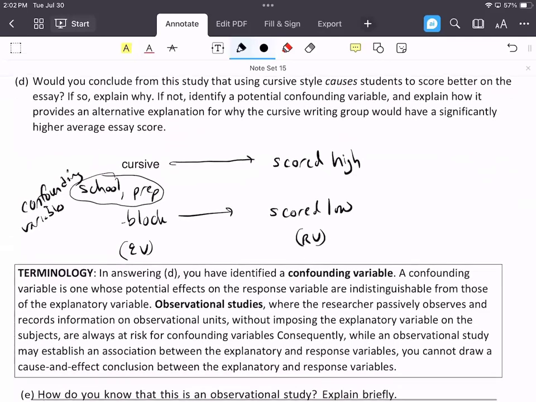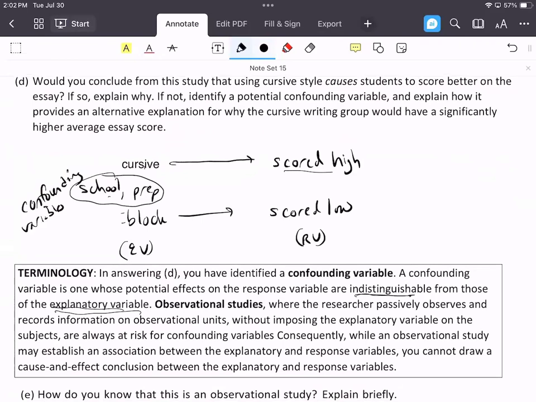A confounding variable is a variable whose potential effects on the response variable are indistinguishable from those of the explanatory variable. So we can't tell what's going on. Is it the cursive or is it the school that had them score high?